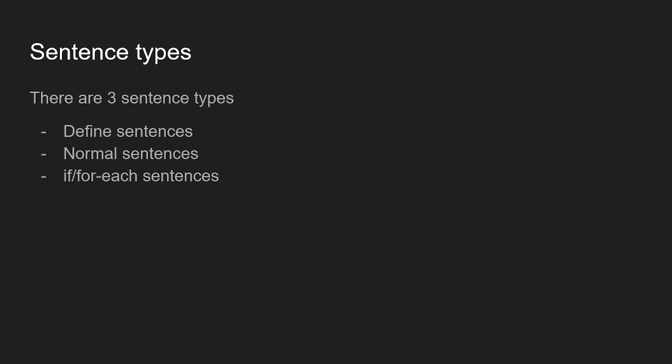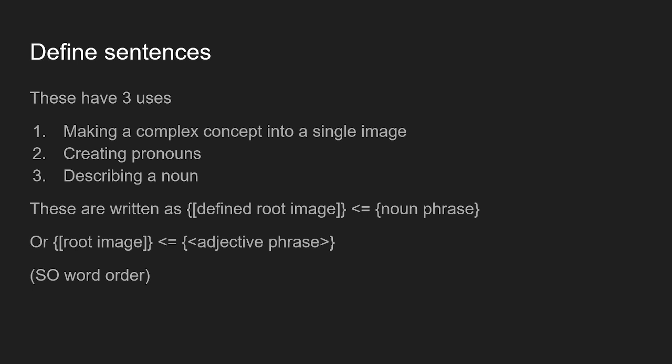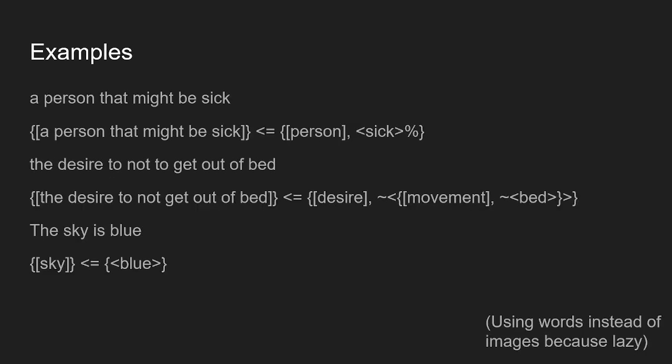Sentence types. There are three sentence types: defined sentences, normal sentences, and if or for each sentences. Defined sentences have three uses: making a complex concept into a single image, creating pronouns, and describing a noun. These are written as defined root image, arrow, noun phrase, or root image, arrow, adjective phrase, with subject-object word order. Examples.